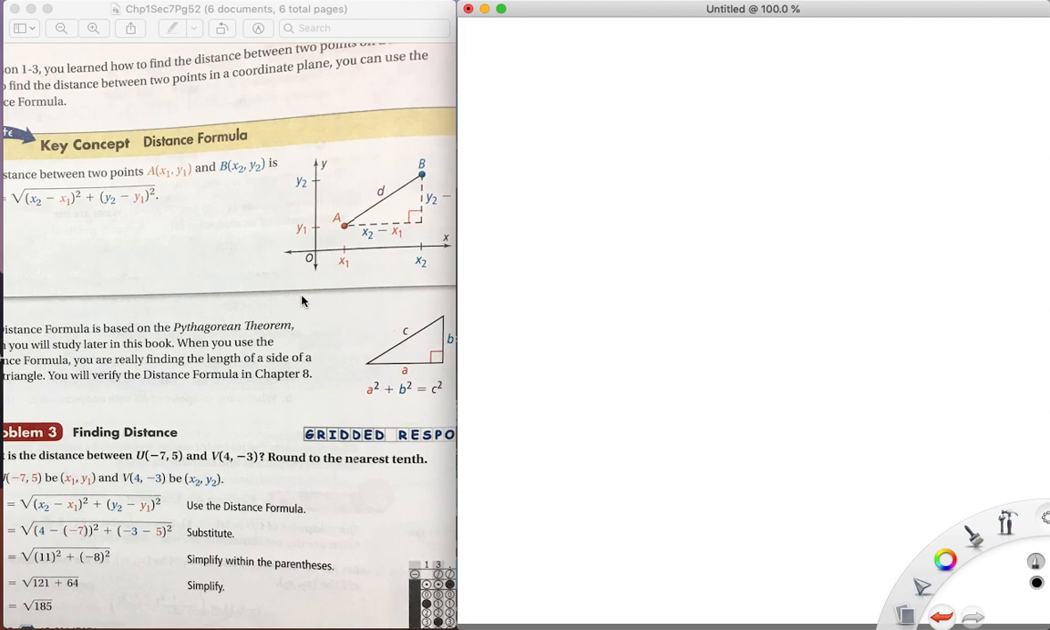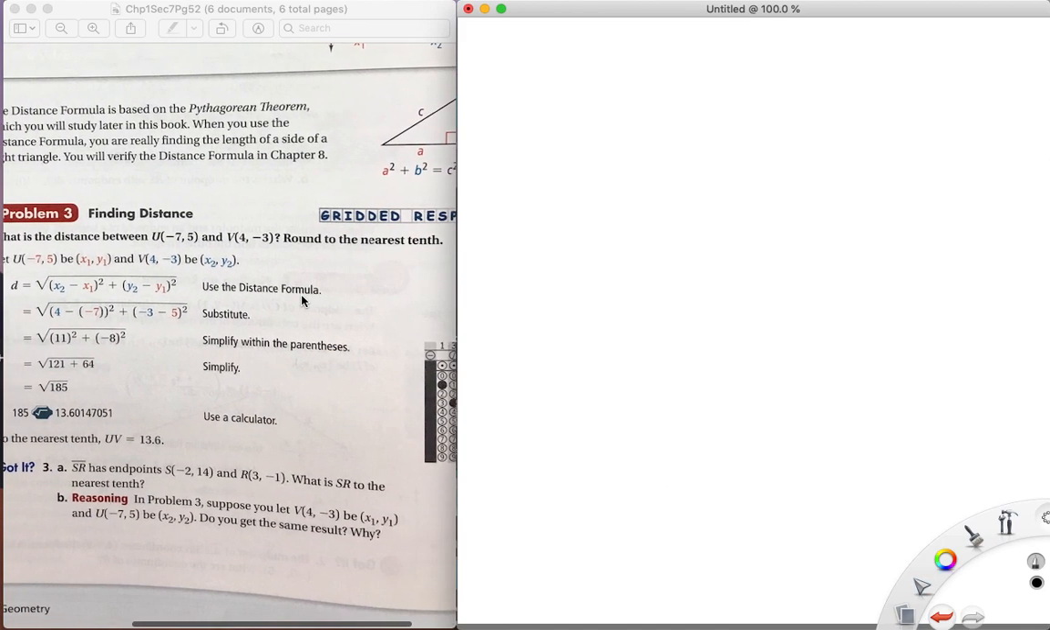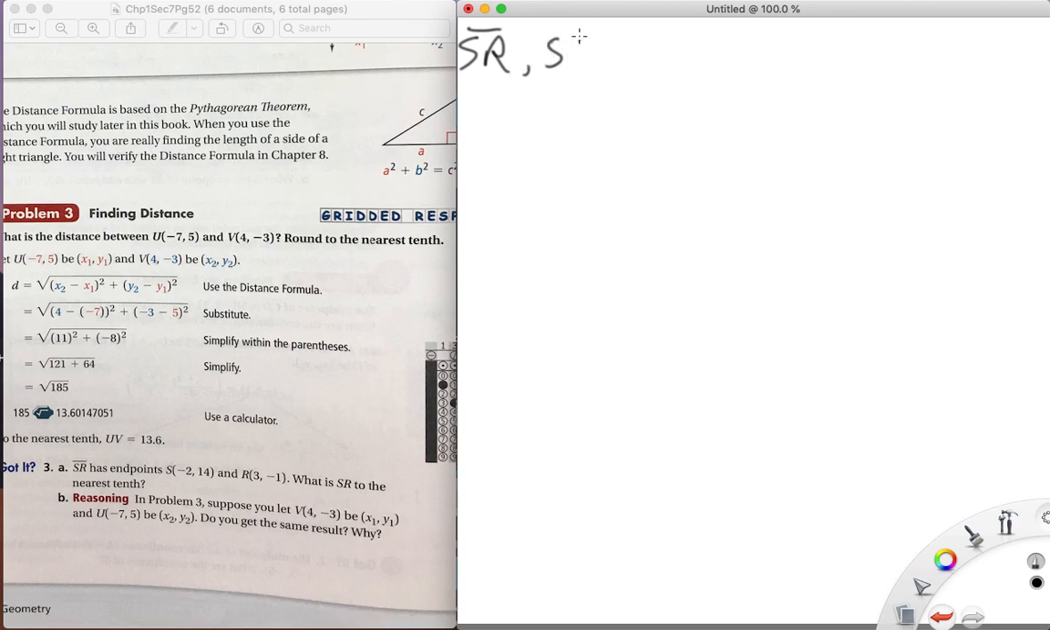So what does it look like? We have SR, and it has an endpoint of S that is -2 and 14. And we have an R that is 3 and -1. And they want to know the distance to the nearest tenth. So we can call this my x1, y1. We can call this my x2, y2.